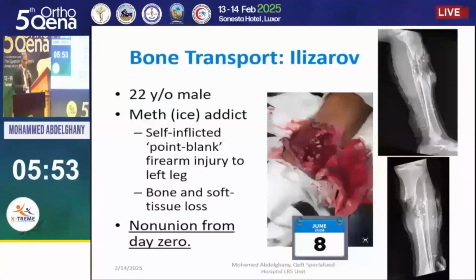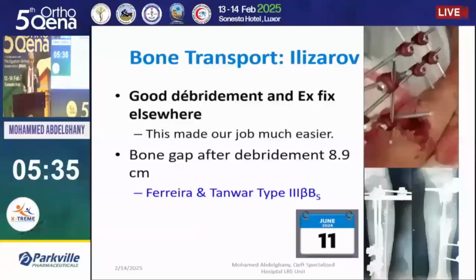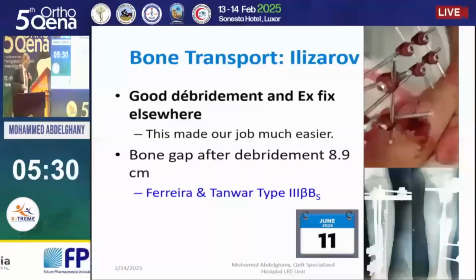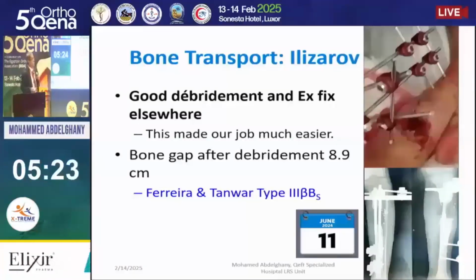Our first patient is a 22-year-old addict. He is addicted to meth, which they call locally Shabo. He has a self-inflicted point-blank firearm injury to the left leg, which resulted in combined bone and soft tissue loss. This is considered a non-union from day 0. Good debridement and external fixation was done elsewhere, which made our job much easier. The bone gap after debridement was 8.9 centimeters. This amounts to Ferreira type 3 beta BS.